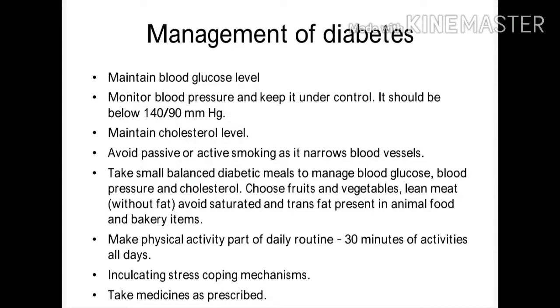Inculcate stress coping mechanisms. And the last one is to take medicines as prescribed by your physician or family doctor.